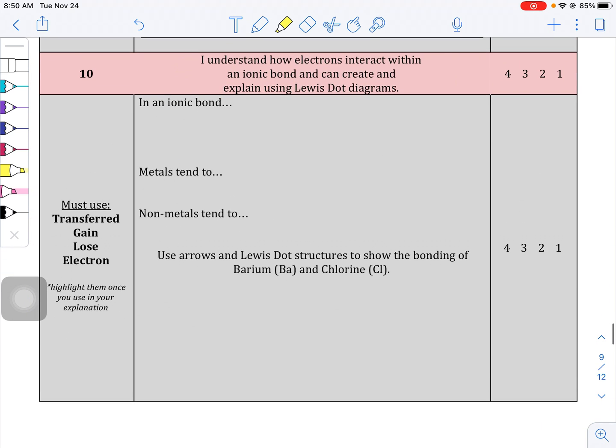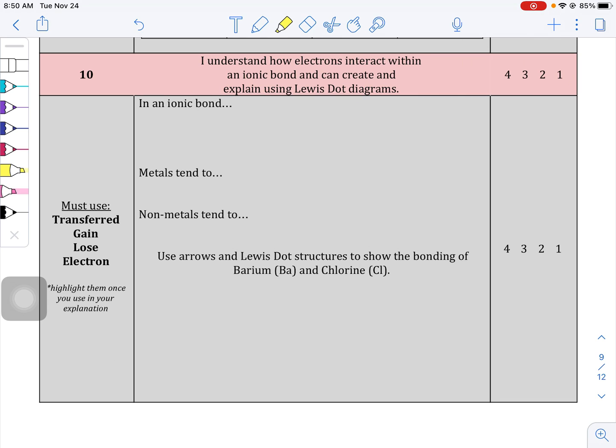So looking at the learning target here, we want to share that information by giving some details about ionic bonds and then showing a bond down here at the bottom. You've got a good amount of must-use words to put into your explanation, right? Use each at least once in your explanation and highlight them once they're there. So what's happening in an ionic bond? What do metals like to do? Non-metals, what do they like to do? Think about gain or lose. And then what is their charge going to be? So get that added in there.